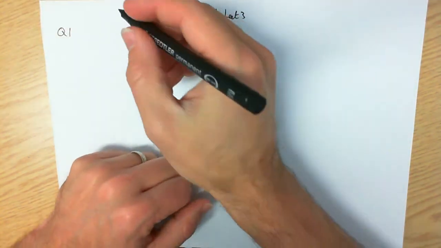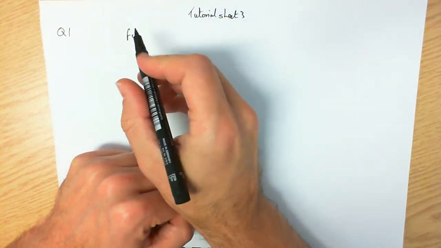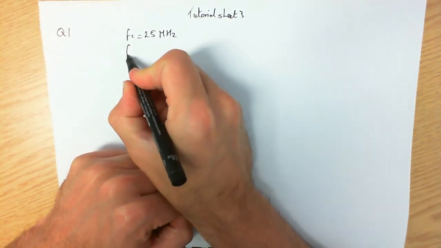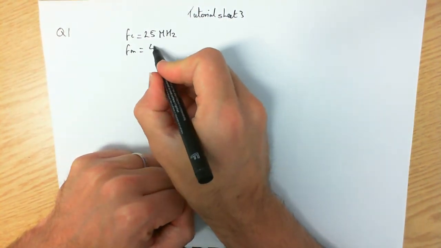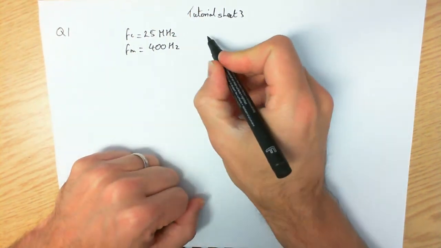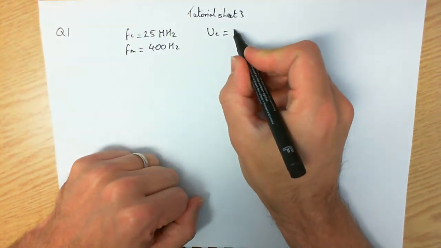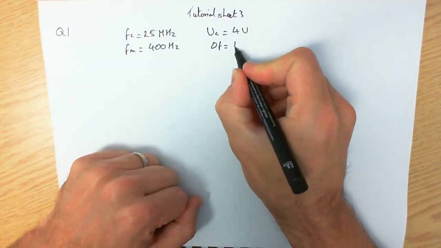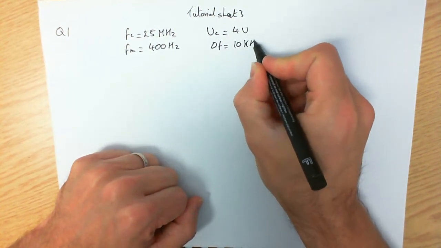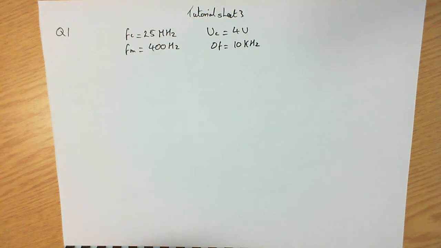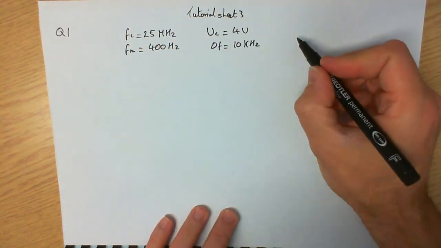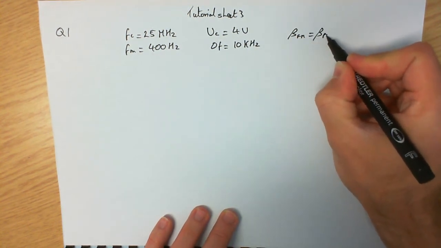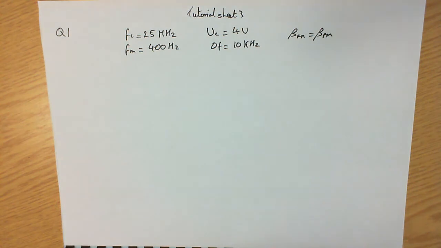So if we pull out the bits of information that we need, we're given that the carrier frequency is equal to 25 MHz and the message frequency is equal to 400 Hz. The carrier voltage VC is 4 volts and the maximum frequency deviation is 10 kHz. So that's the information we're given. We're also told that the modulation index for the FM and the PM have to be identical.